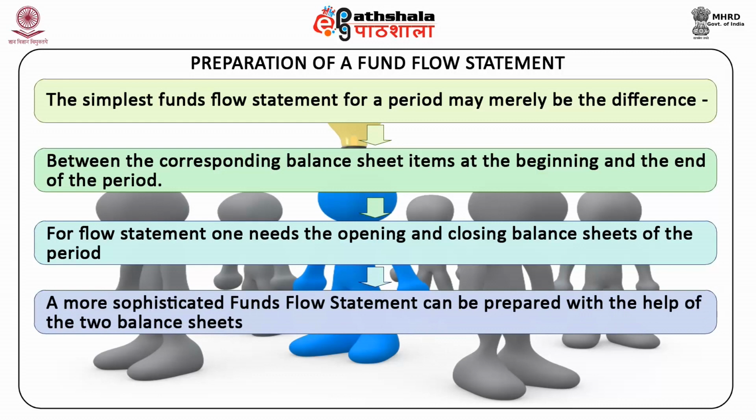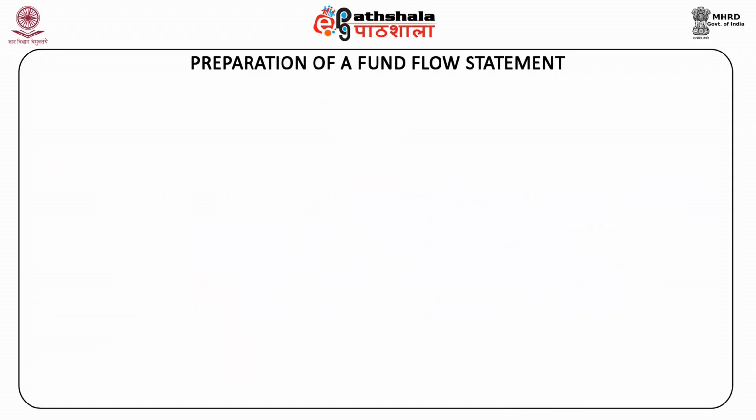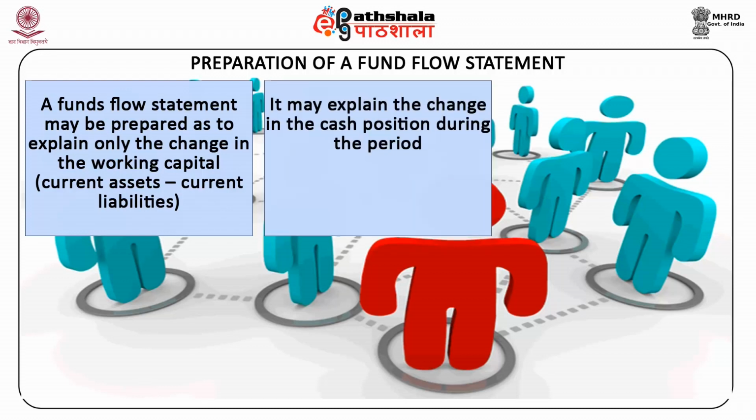However, a more sophisticated fund flow statement can be prepared with the help of the two balance sheets and the profit and loss statement of the intervening period. Such a fund flow statement defines funds as total resources, and the sources of funds will always be equal to the uses of funds. A funds flow statement may be prepared to explain only the changes in working capital (current assets minus current liabilities) from the beginning of a period to the end of the period. Alternately, it may explain the changes in cash position during the period, or it may be prepared so as to indicate the changes in total resources.